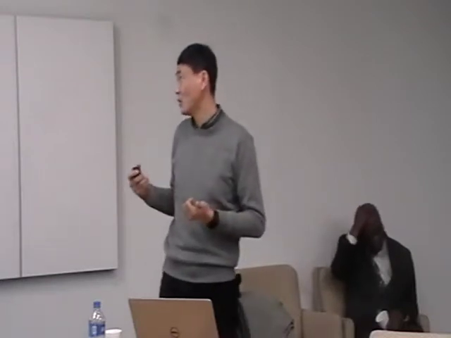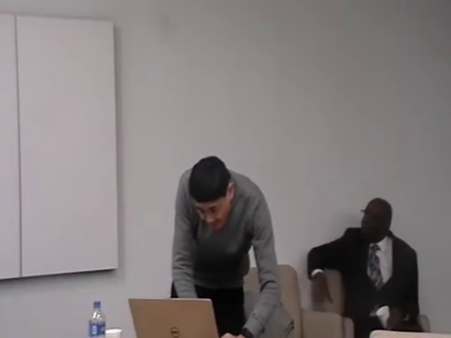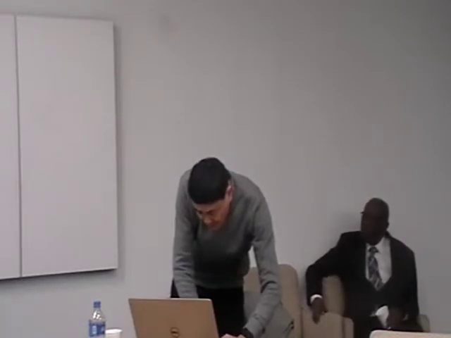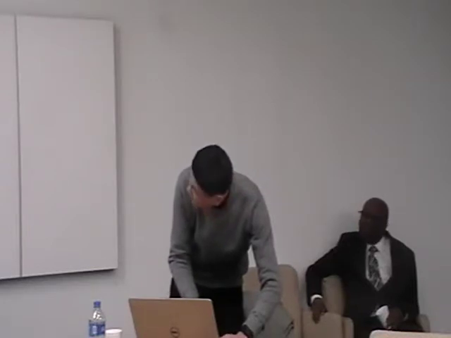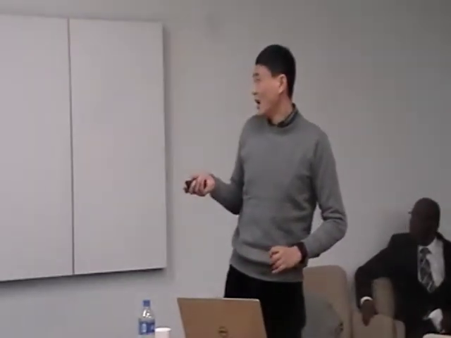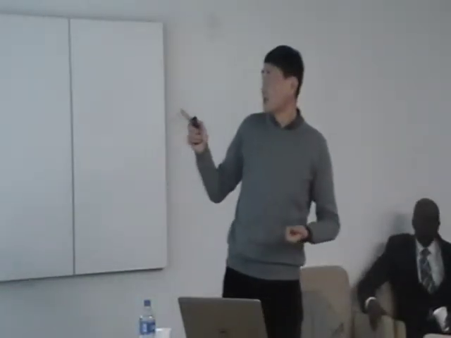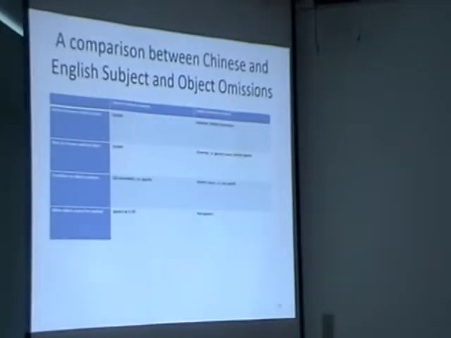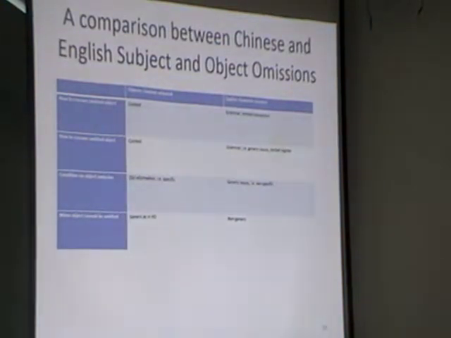So here's the list of when Chinese can drop subjects and objects, and even English can do that. For example, in Chinese, you can drop the subject when the subject can be recovered from the context. Context is very important, and people have argued that Chinese is a more context-based language. People get a lot of information from the context. On the other hand, English is a more grammar-based language, so everything is in the grammar, and there is only some limited convention allowed for dropping the subject.